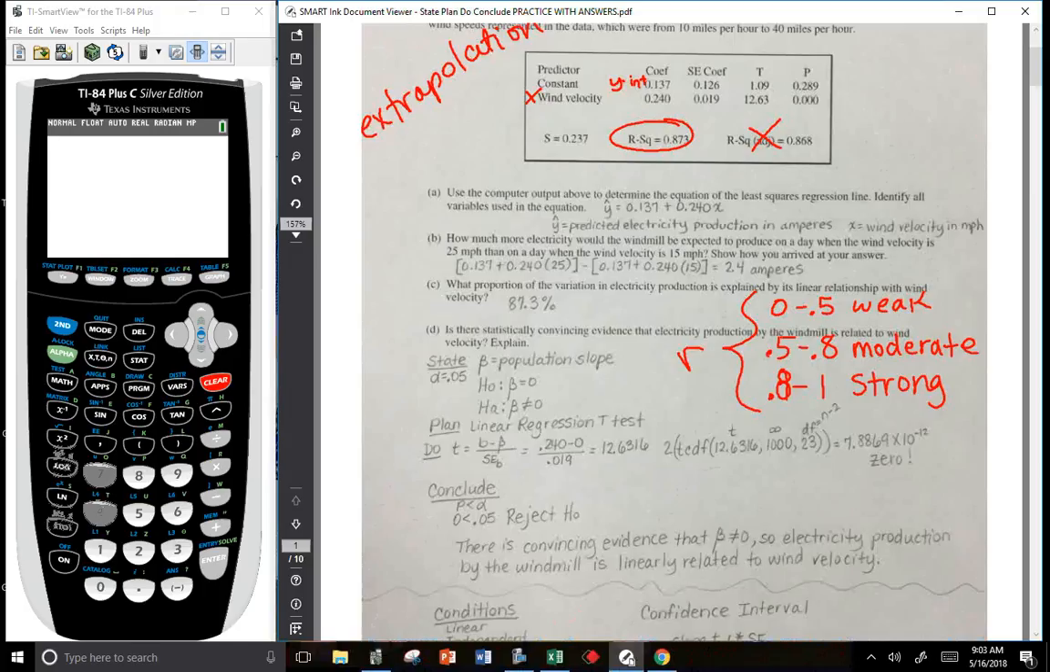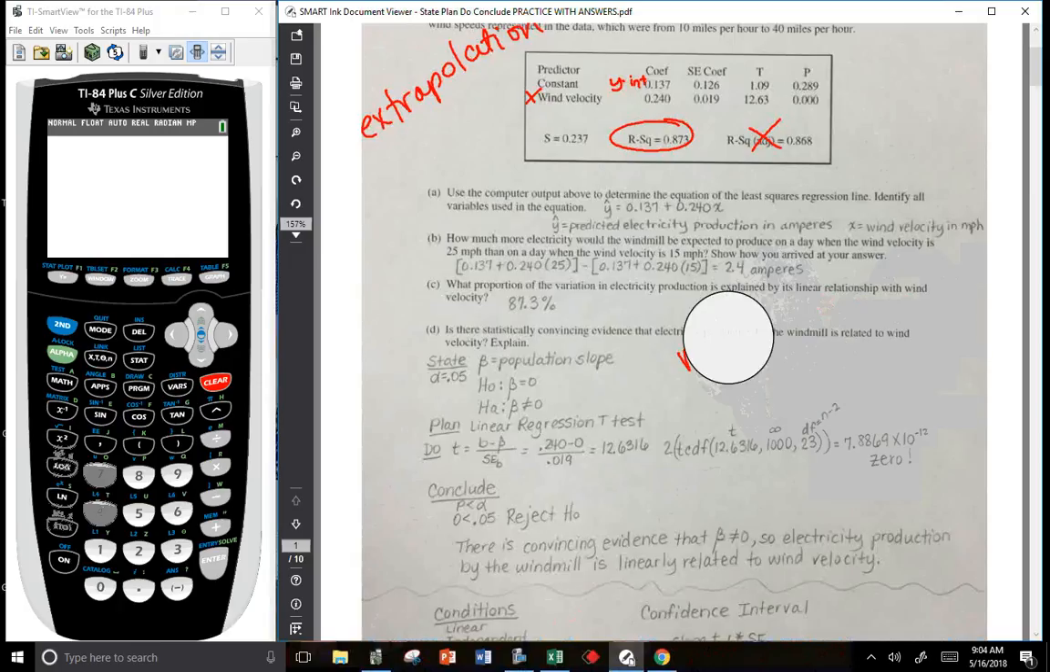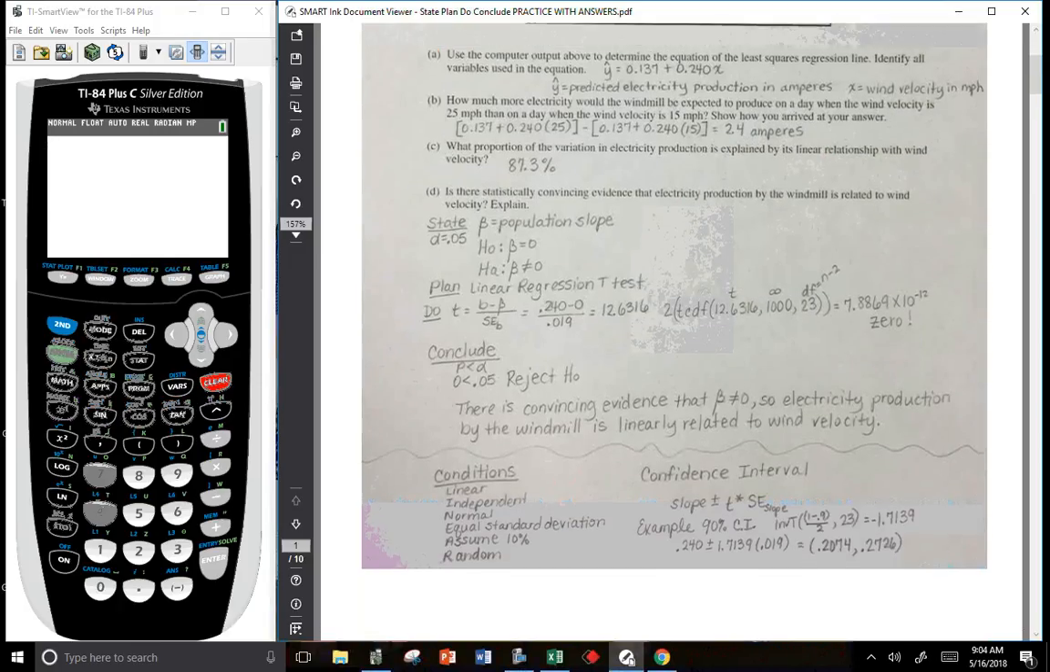Okay, you're going to notice on the problems that I pulled up, not one of them says do a state, plan, do, conclude, or write a hypothesis test. They don't do that. So you're just going to have to clue in: hey, there's a lot of space here, and they want statistical evidence. So they want me to run a test. I know that feels unfair because why can't you just tell me it's state, plan, do, conclude? They don't. This one says, is there statistically convincing evidence that electricity production by the windmill is related to wind velocity? That's run a test.